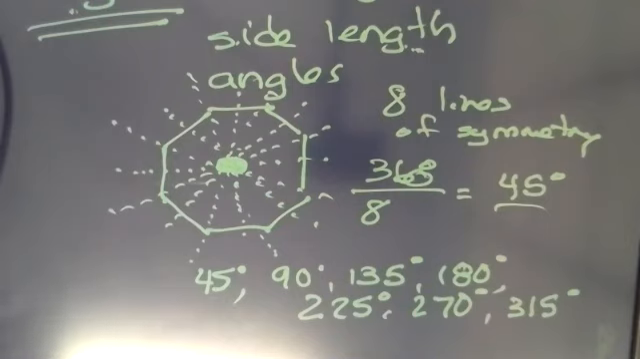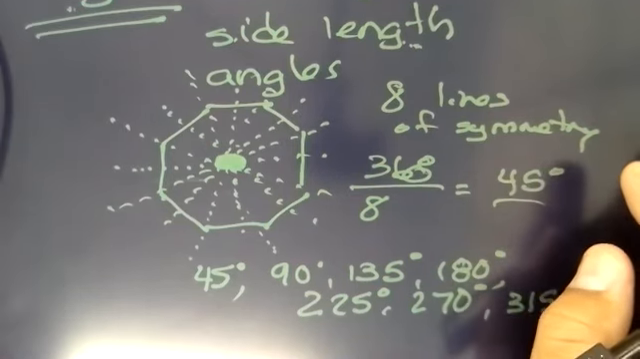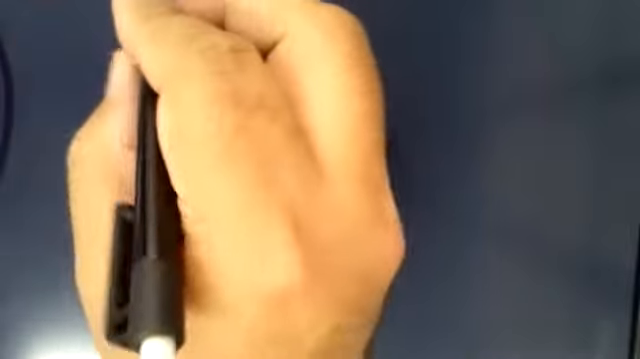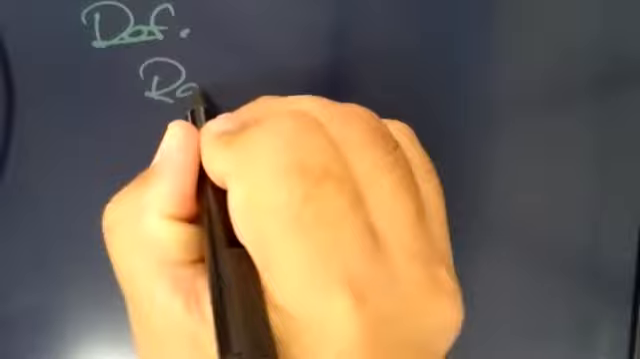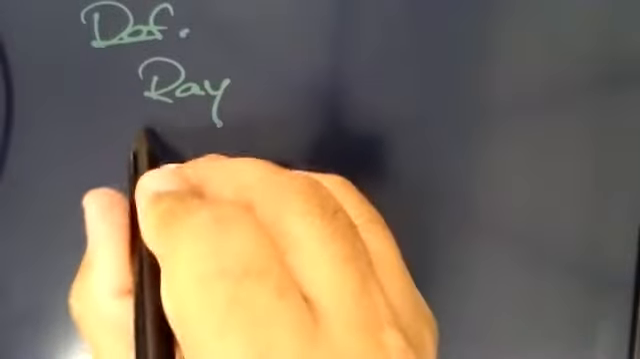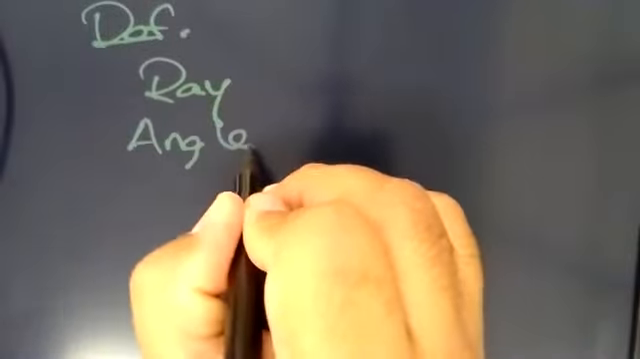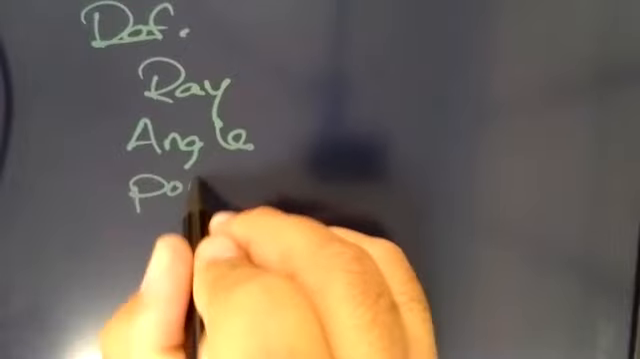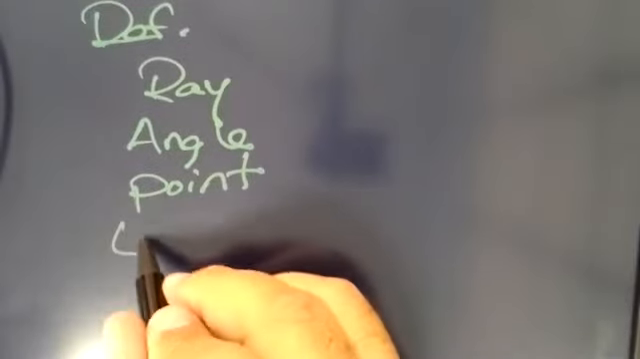We talked about that. We talked about the reflection. All right, you need to know definitions. So here we go, ready? You need to know the definitions. This is right in the beginning. You need to know the definition of what is a ray, what is an angle. We talked about an angle already. What is a point, and what is a line segment.